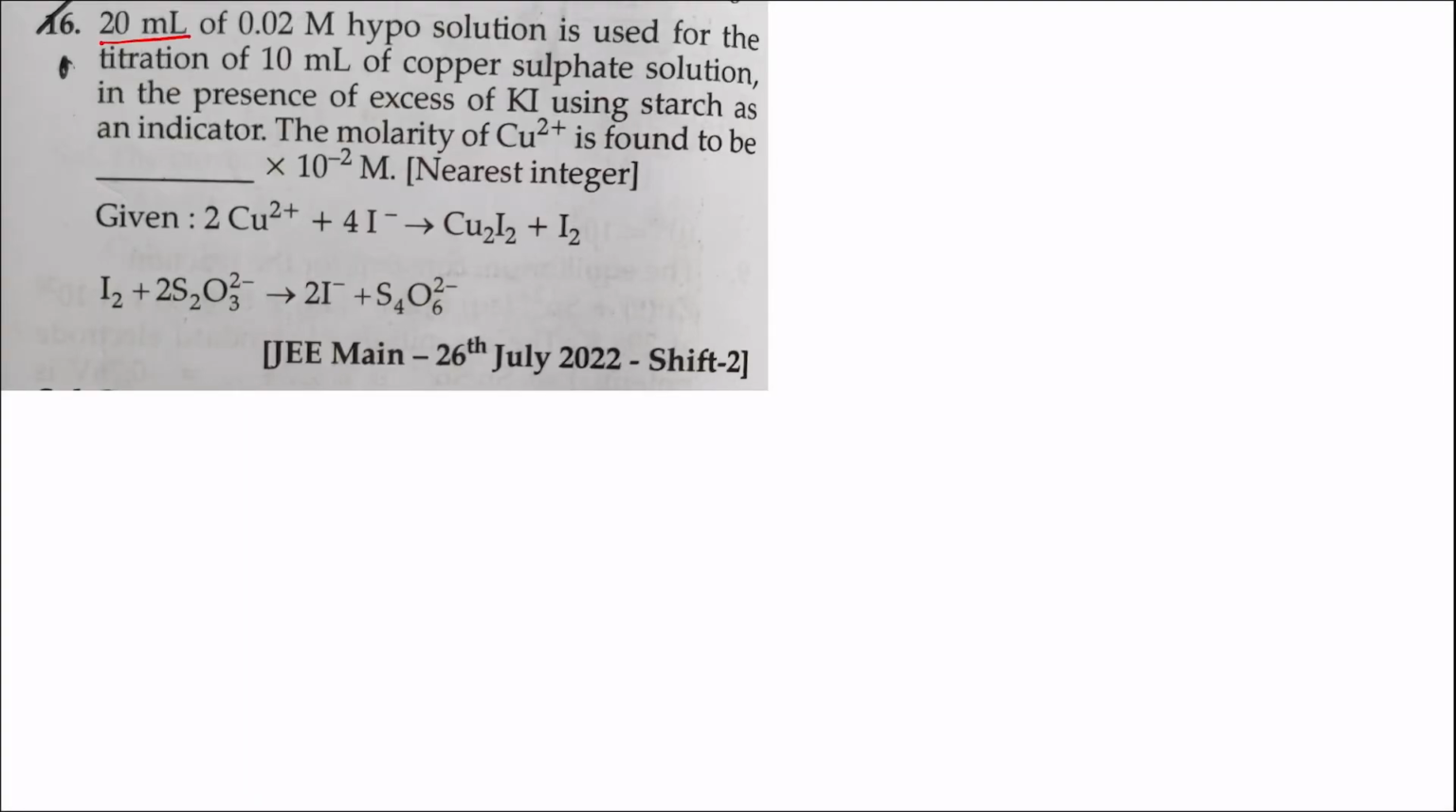20 milliliter of 0.02 M hypo solution is used for the titration of 10 milliliter of copper sulphate solution in the presence of excess of KI using starch as an indicator. The molarity of Cu2+ is found to be dash into 10 to the power minus 2 M, and the ionic reaction is given, the balanced ionic reaction is given.